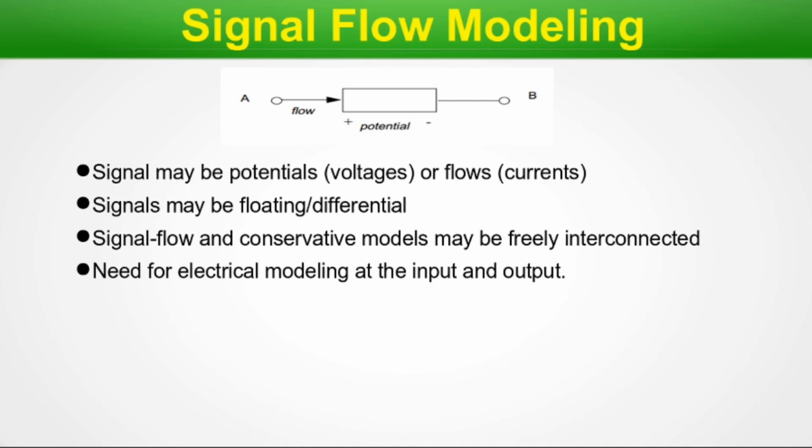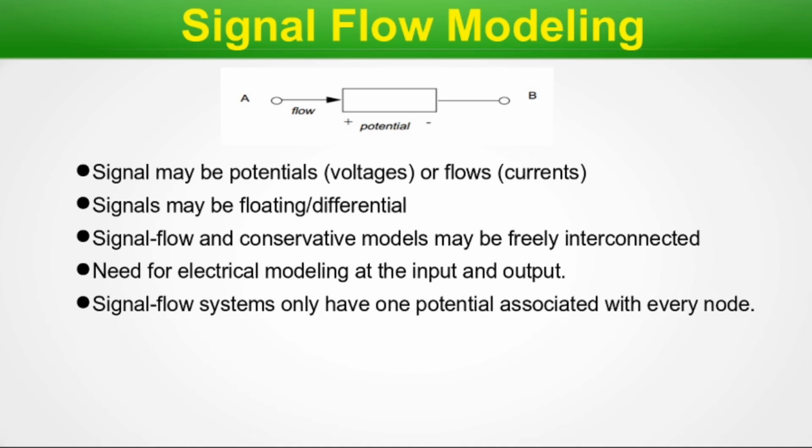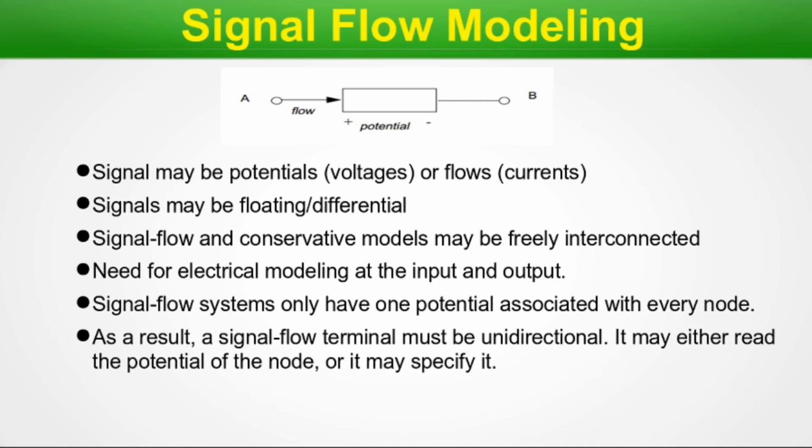Need for electrical modeling at the input and output. When this is defined, we need to define some additional electrical modeling at the input and the output, the two nodes. Signal flow systems only have one potential associated with every node, that is one flow. As a result, the signal flow terminal must be unidirectional. That is the general nature of current. When the current flows, it flows in a direction at a particular time. It may either read the potential of a node or it may specify it.